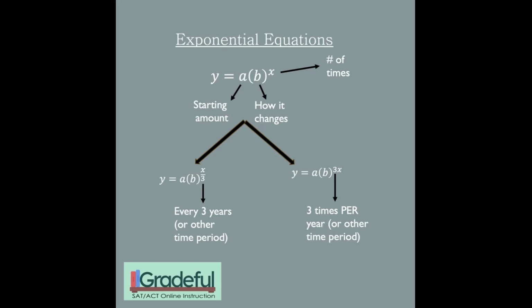The basic exponential equation looks like this. Y equals a times b to the x. A is the starting amount. B is the way it changes, in this situation it's doubling. And x is the number of times that happens.